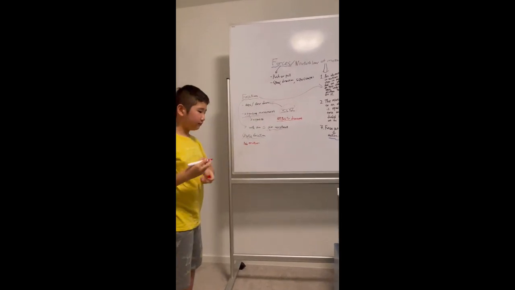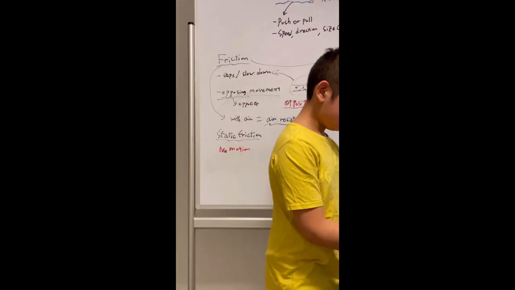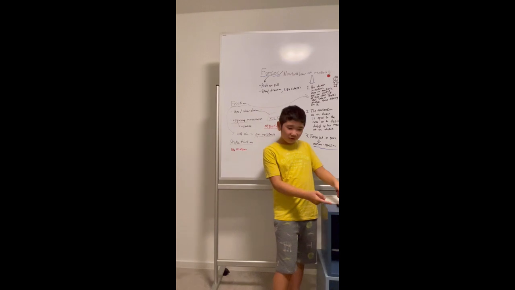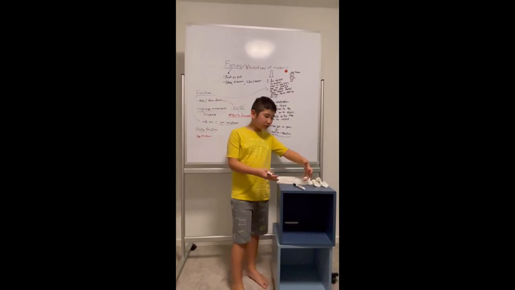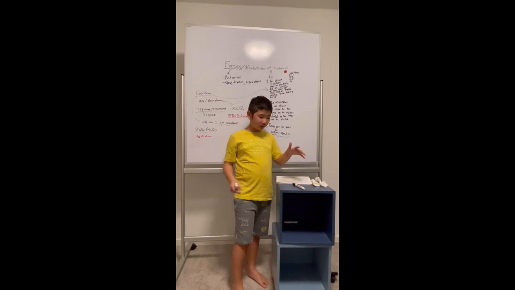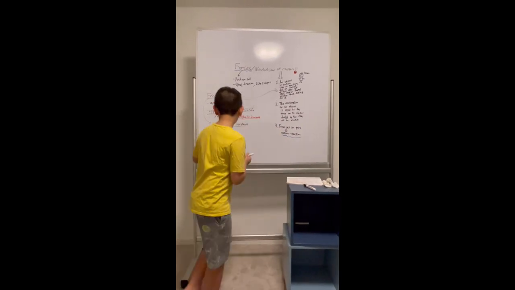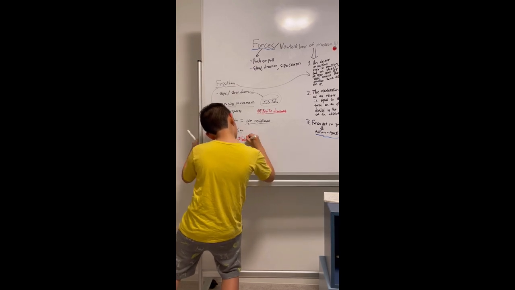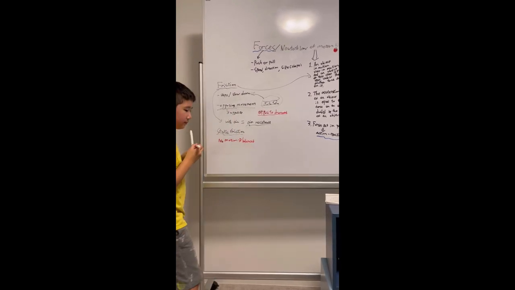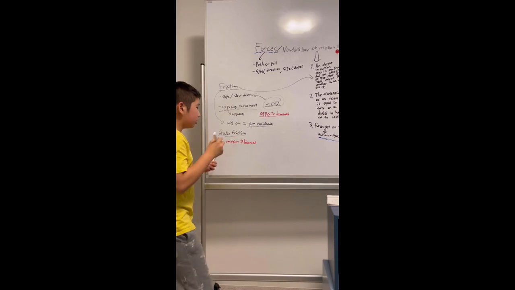It's not moving. It's like this. There could be some force pushing it or pulling it, but static friction is blocking it. So it's balanced. It doesn't move. Okay, I will draw something.